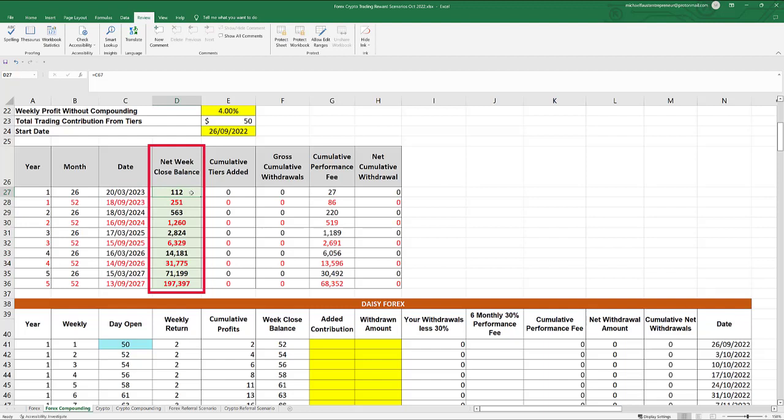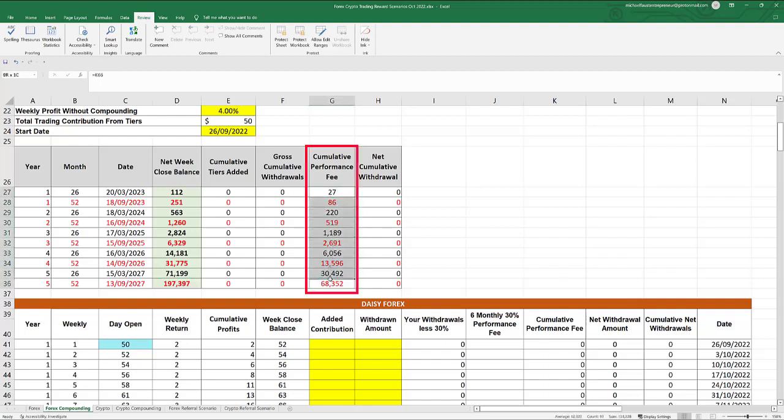Now compounding is always slow to begin with smaller amounts. So you'll see here not a lot of growth in the first 2 years. Still not bad. $50 in trade, ending up with $1,260 in profit by year 2. But by year 5, you've got $197,397 of profit from simply a tier 1 contribution. And this is taking into account the performance fee that has come out of all of that profit.